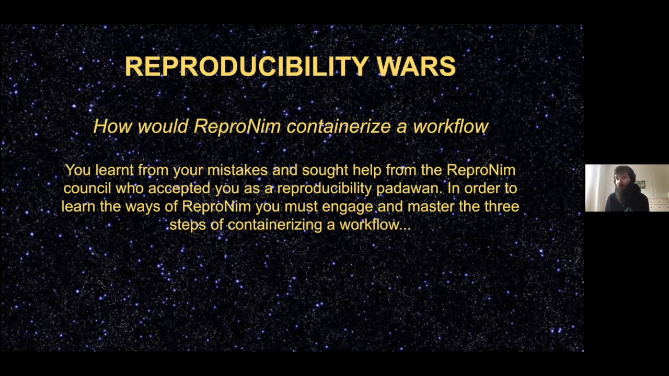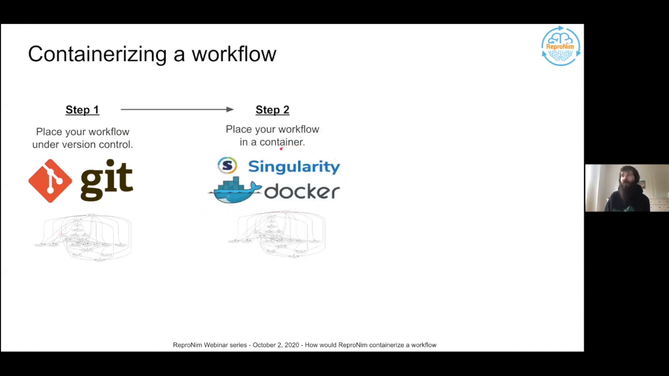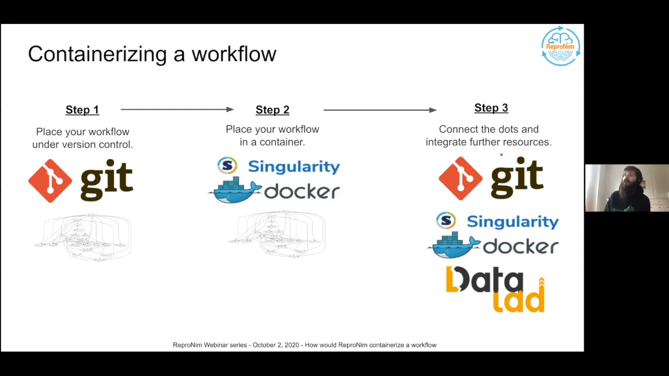And in order to learn the ways of ReproNim, you must engage and master the 3 steps of containerizing a workflow, where the first step is place your workflow under version control. The second step, place your workflow inside a container that is transferable and shippable and shareable. And the last step would be connect the dots and integrate further resources, because you don't have to stop there and you shouldn't. And within this, we're really going to focus on the second step, that is placing your workflow in a container. So we talk a bit more about these aspects than the others.